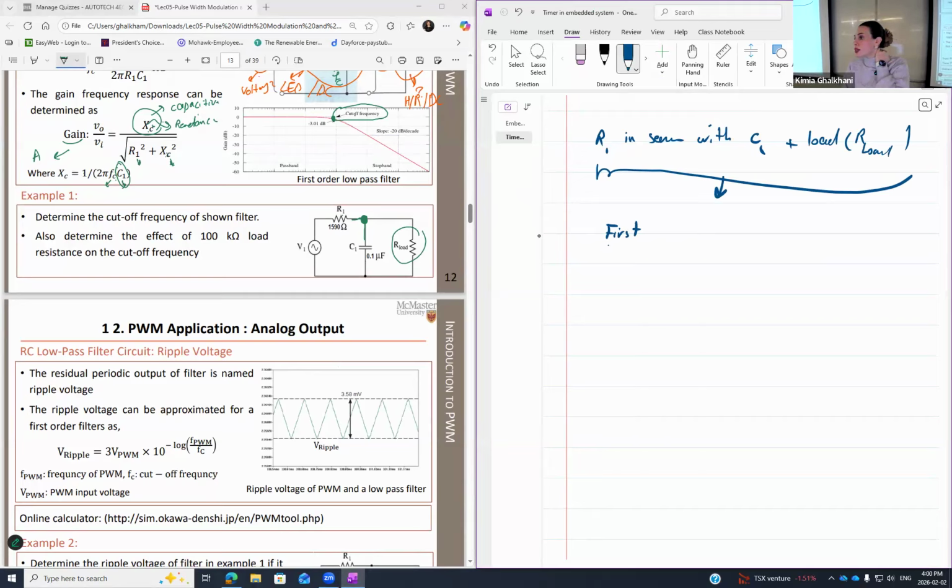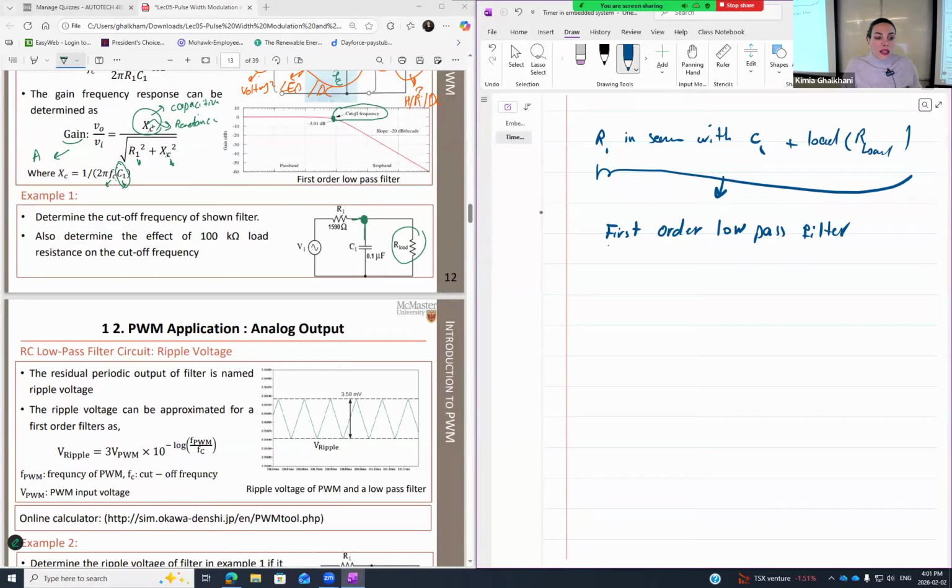Do we have more order like second? Yes. That will be more complicated, more advanced, out of the scope of this course, but we do. So this is always a first order. Why do we call it a low pass? Because we are going to filter out the voltage and reduce the voltage. So this is a low pass filter.